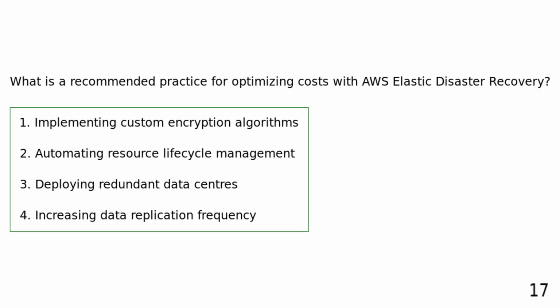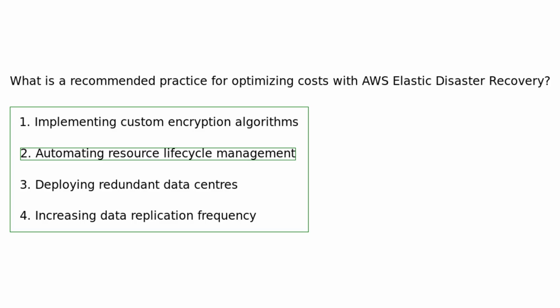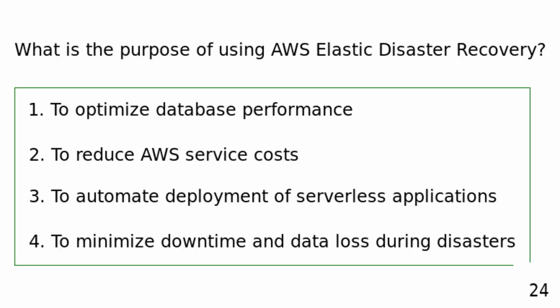Implementing custom encryption algorithms. Automating resource lifecycle management. Deploying redundant data centers. Increasing data replication frequency. Optimizing costs with AWS Elastic Disaster Recovery involves automating resource lifecycle management to efficiently manage disaster recovery environments and reduce operational expenses. What is the purpose of using AWS Elastic Disaster Recovery?